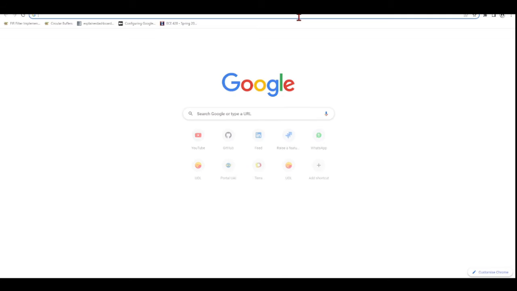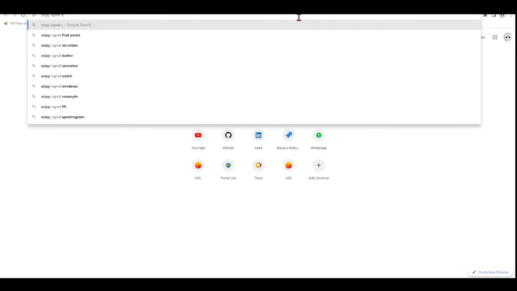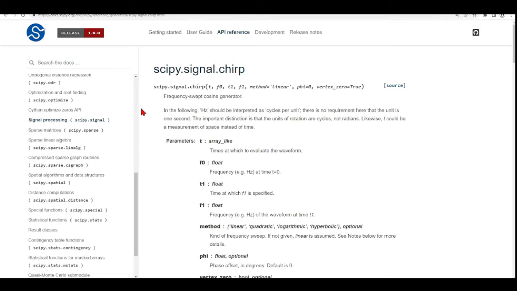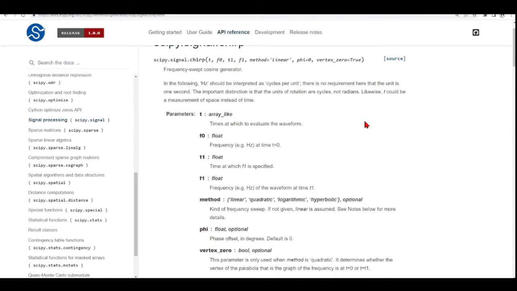So if we go to scipy.signal.chirp, here we have a frequency swept cosine generator. In the following, hertz should be interpreted as cycles per unit. There is no requirement here that the unit is 1 second. This function also takes several parameters: the times at which to evaluate the waveform, the frequency at time zero, the time at which frequency one is specified, and the frequency of the waveform at time t1, which is here.